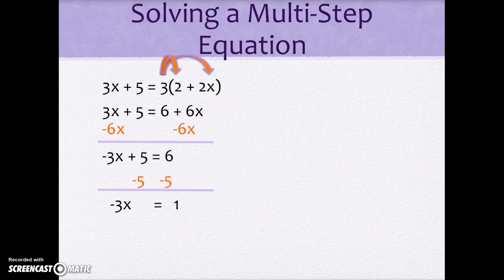And your final step is just to get x by itself. And the way that we do that is to divide both sides by negative 3. And so our final answer is x equals negative 1/3.